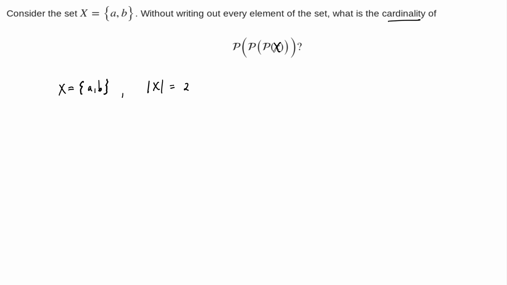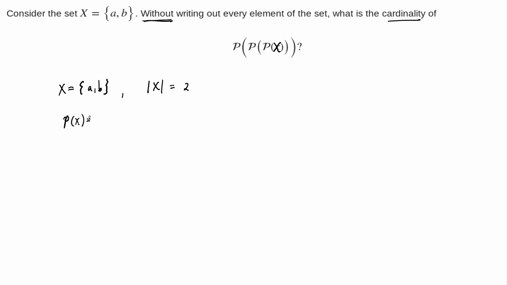And then we're asked to find the cardinality of the power set of the power set of the power set. And we're going to see when we get to our answer why we do not want to actually write out every single element of this set. But what I would like to do is write out at least the first few terms of the second power set for sure. So let's start with the first power set.